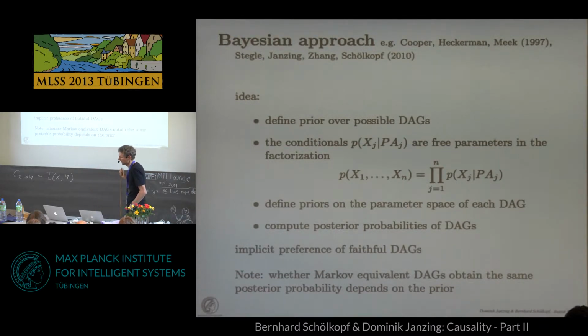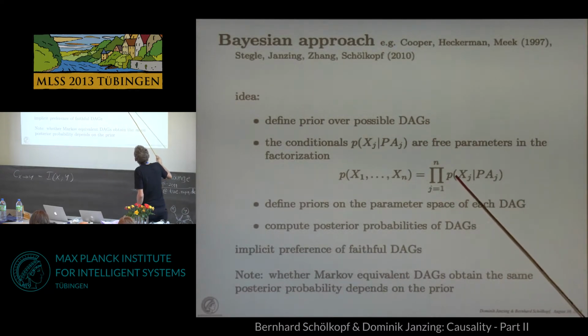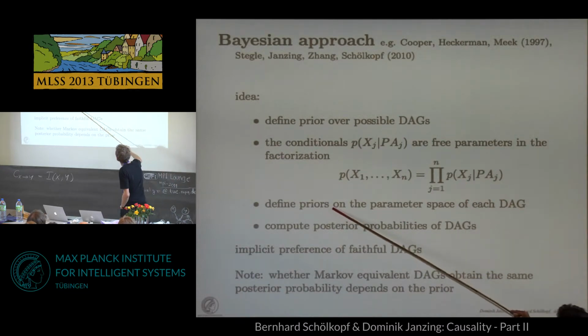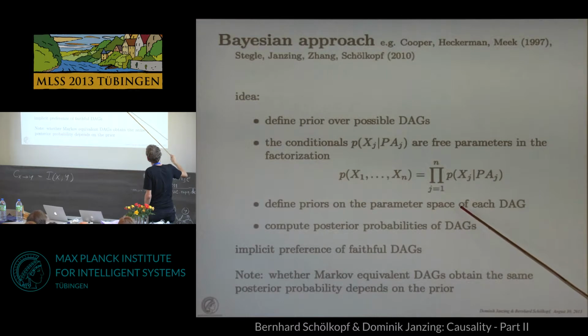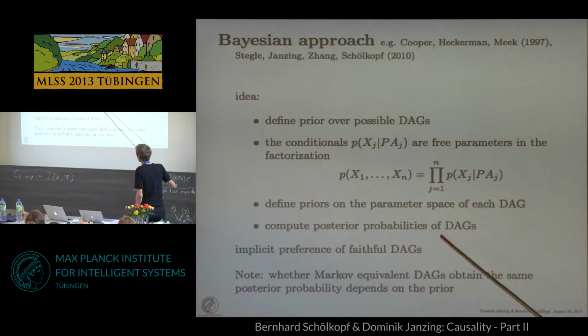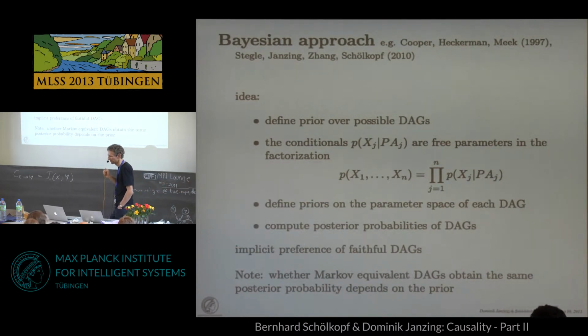You can also take the Bayesian viewpoint and say, well, I define a prior over the set of possible DAGs. Then, given each DAG, these conditionals are free parameters. So I define priors on the set of parameters, and I compute a posterior probability for the DAG. And one can show that this implicitly also prefers faithful DAGs.